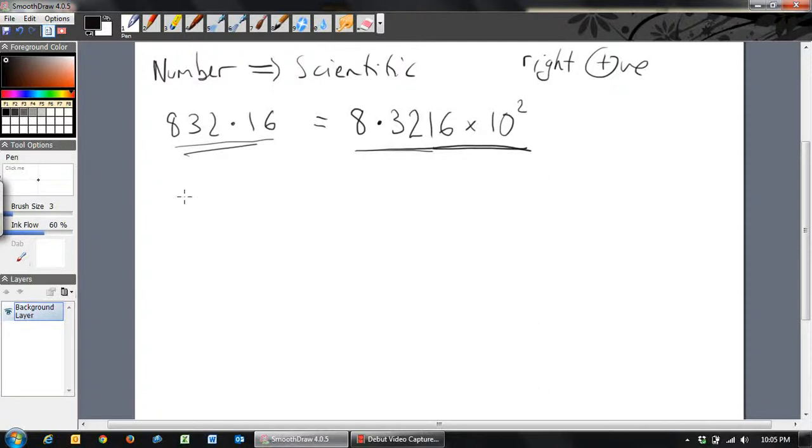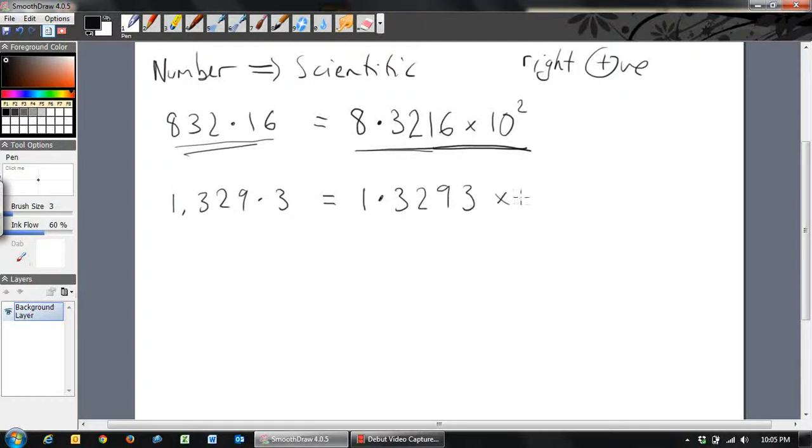Let's do another one. Let's go with 1,392.3. Let's put that into scientific notation. Again, we want a number between 1 and 10, so we just write the first digit, then a decimal place, and then everything else.